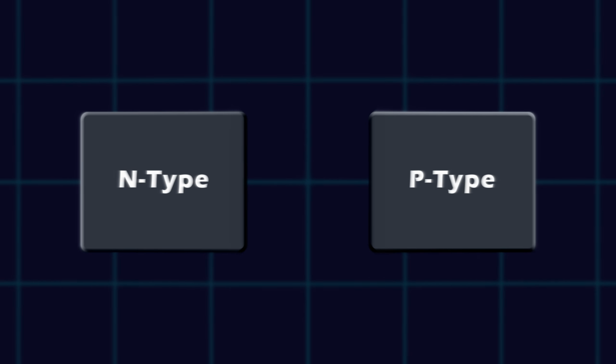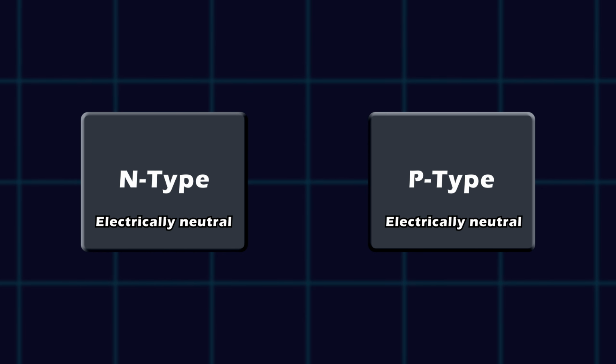Even though both blocks are still electrically neutral, we have completely changed how they work. We have created a surplus of mobile charge carriers. Now the stage is set for the most important part. The magic happens when we join them together.